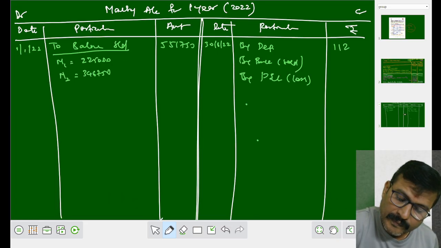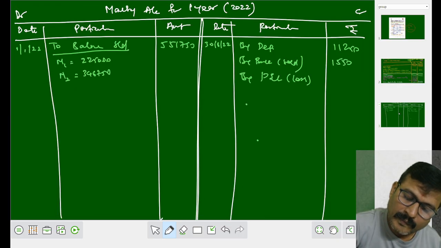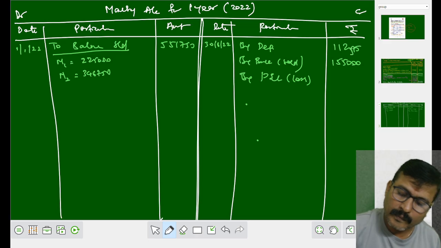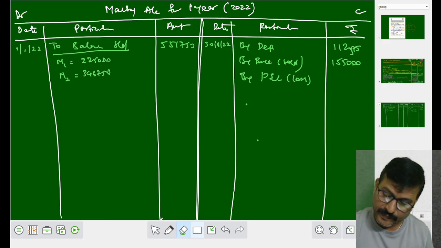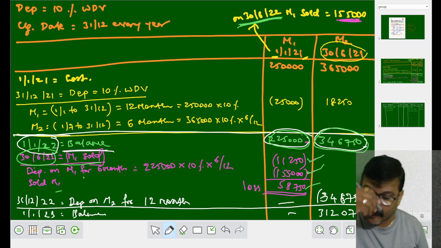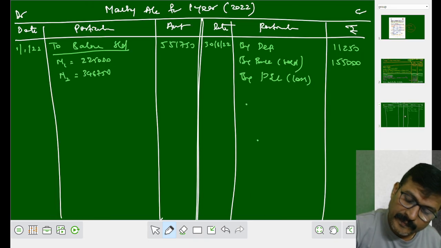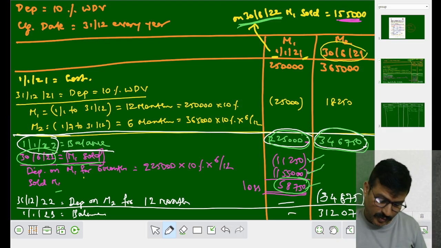See, what is the amount of depreciation? 11,250. What is the amount of sold? 1,55,000. Right? Then what is the amount of loss? Loss is 58,750. Fine. After this, what happened?